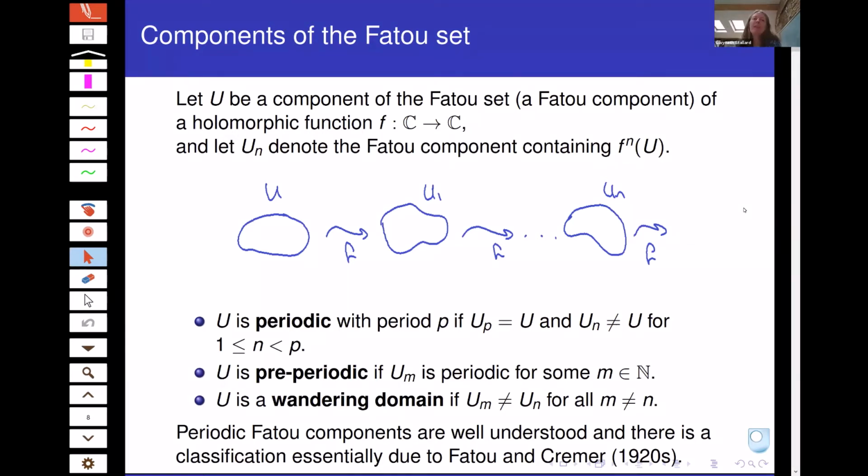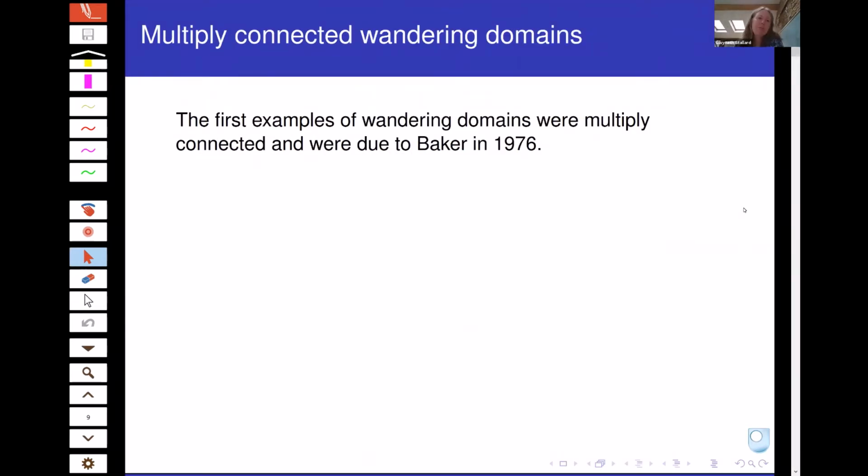The first examples of wandering domains were actually multiply connected ones, and these were due to my supervisor Noel Baker back in 1976, when the world wasn't so interested in complex dynamics, but he was proving all these really interesting results. And actually, for the first example he constructed, there was quite a big gap. There were 2 papers. The first one showing that he had ring domains which mapped out, and then actually several years later showing that these were in separate Fatou components. They were definitely wandering domains.